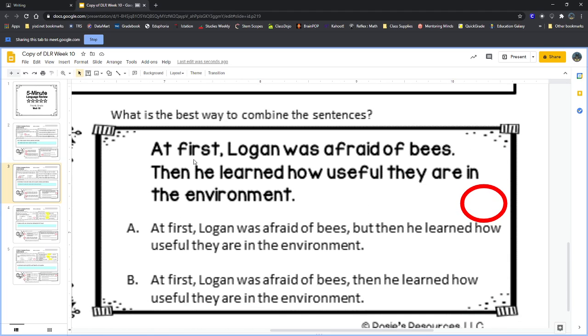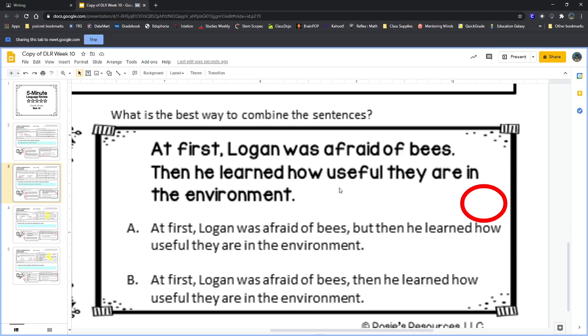Okay, last part of Tuesday. What is the best way to combine these sentences? At first, Logan was afraid of bees. Then he learned how useful they are in the environment. We have 2 answer choices. At first, Logan was afraid of bees, but then he learned how useful they are in the environment. Or, at first, Logan was afraid of bees, then he learned how useful they are in the environment. Who can tell me which answer choice do you think is the better answer choice? What's the better way to combine these?